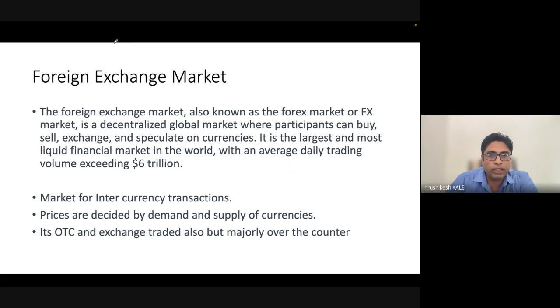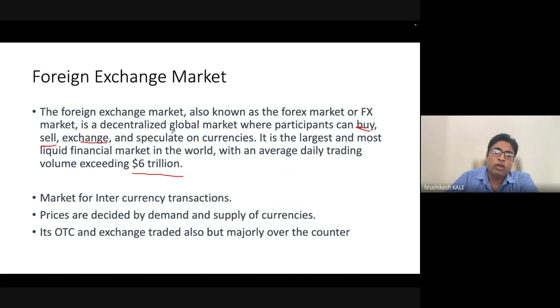In foreign exchange market, the people participate to buy, sell, and exchange global currencies. So when two currencies are involved, you say it's a foreign exchange. Now, why foreign exchange market is important? Because it helps in world trade. The foreign exchange market is the biggest market in the world with daily trading volume exceeding $6 trillion.